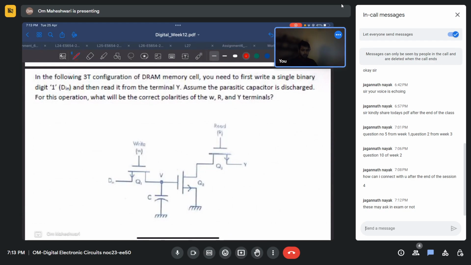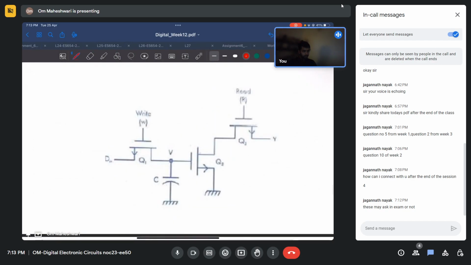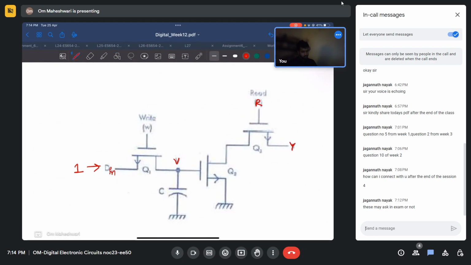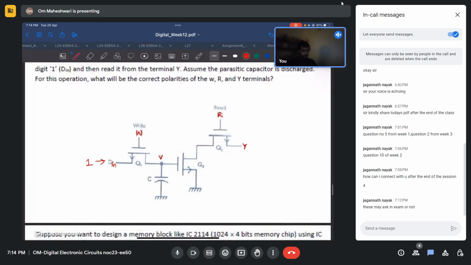Okay. So in the following 3D configuration of DRAM cell, you need to first write a single binary digit 1, then read from terminal Y. Assume the parasitic capacitor discharge follows operation, what is the correct capacitor? Write is W, R and Y terminals. So if you feed 1 here, that is you are giving D in. This is V, this is R, this is Y. To write this, this capacitor is empty, right, discharged. So to store this one, you will turn on this transfer gate. So this one will store here, this capacitor will charge.